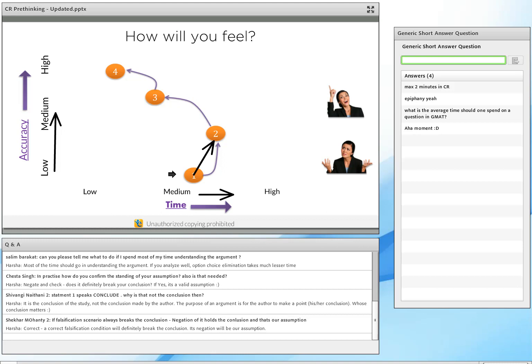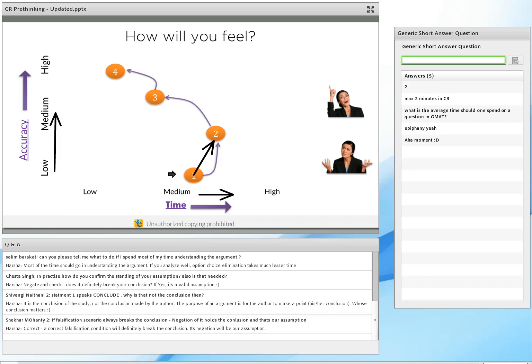What's the average time that you should spend on a question in GMAT? It just depends. If it's a boldface question, 2.5 minutes. If an assumption question of medium difficulty, 1:45. Assumption question of hard difficulty, about 2 minutes. A very hard assumption question, 2 minutes and 15 seconds. That's what you should spend. It doesn't mean that everyone spends that time. There are certain people who are just great with sentence correction and they use that additional time on critical reasoning. Others are great with critical reasoning and they can do CR in 1:30 and they use that additional time in sentence correction. So there is no one answer for this.